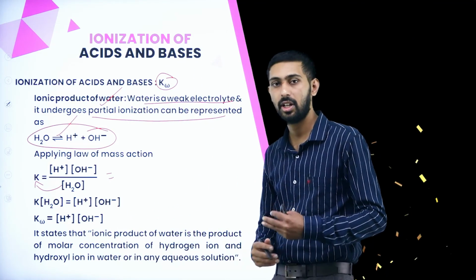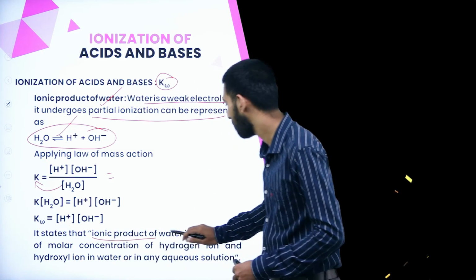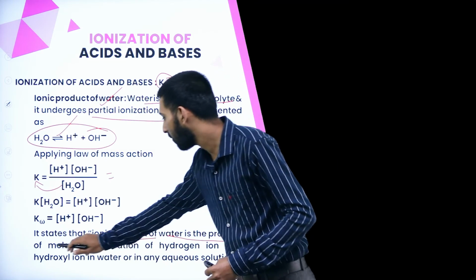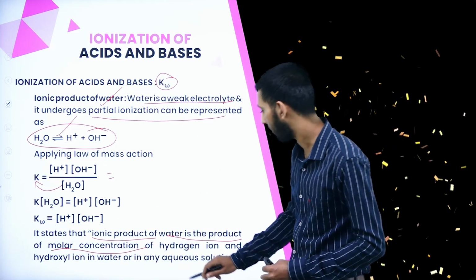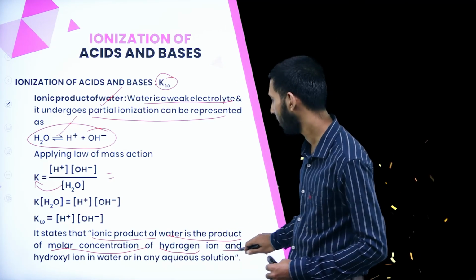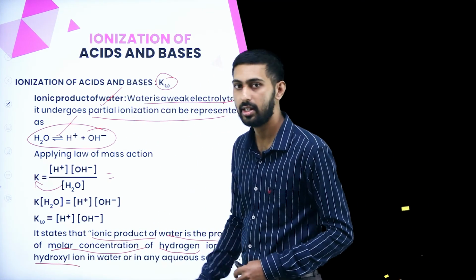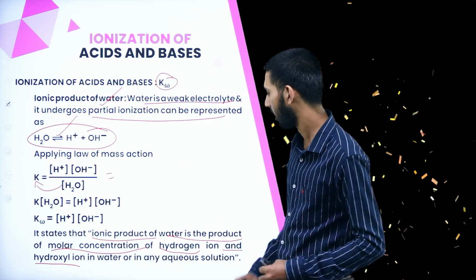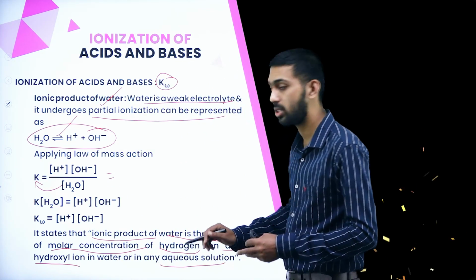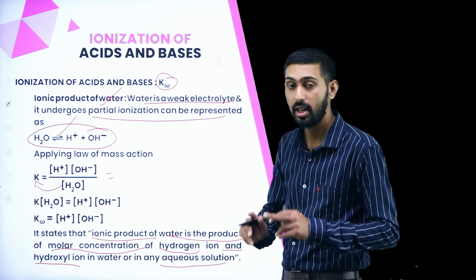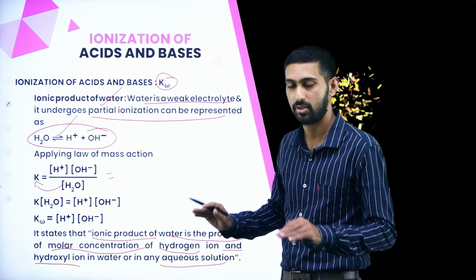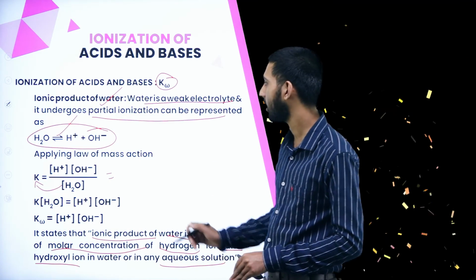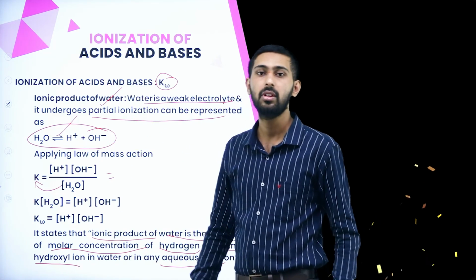So we can state it like this: the ionic product of water is the product of the molar concentration of hydrogen ion and hydroxyl ion. Correct, right? It is the molar concentration of hydrogen ion and hydroxyl ion in aqueous solution, not in the gaseous phase, only in the aqueous state. So we can say that it is the ionic product of water.